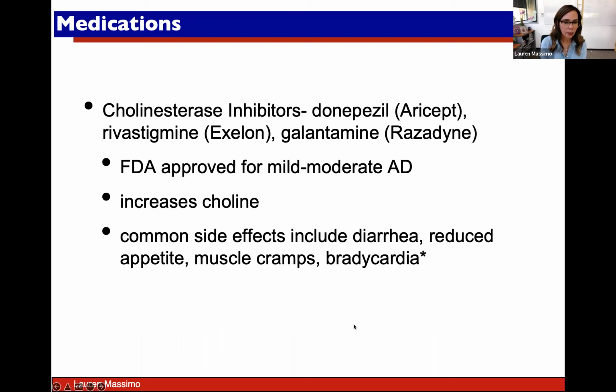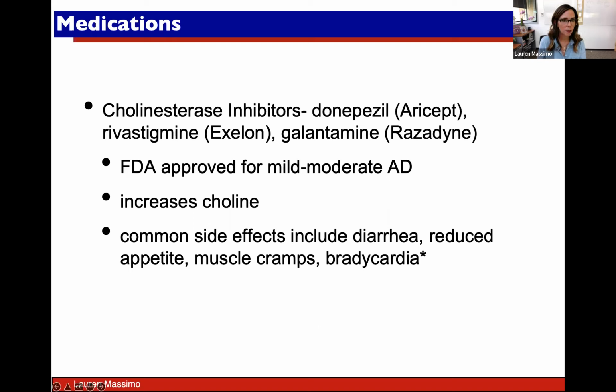So the medications that are currently FDA approved are the cholinesterase inhibitors. We use cholinesterase inhibitors to increase cholinergic transmission by inhibiting its breakdown by cholinesterase. To date, there have been no head-to-head comparisons of cholinesterase inhibitors, and the main differences in the agents are really in the side effect profiles and the ease of administration.